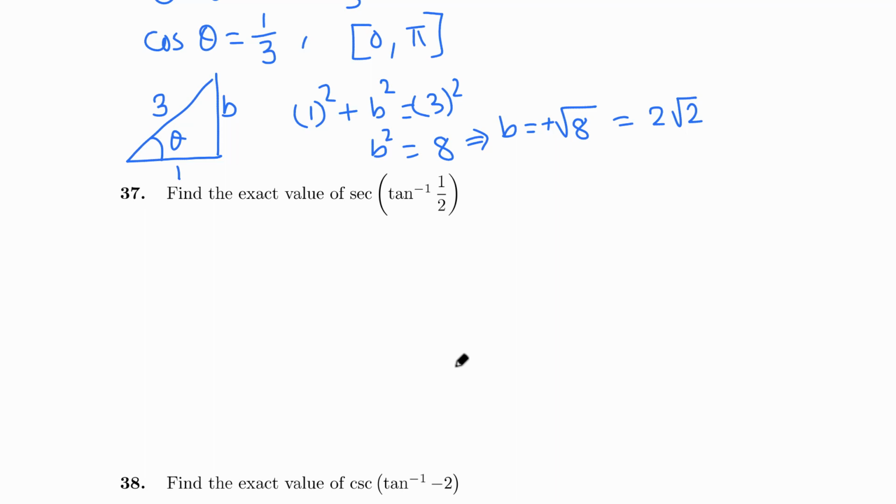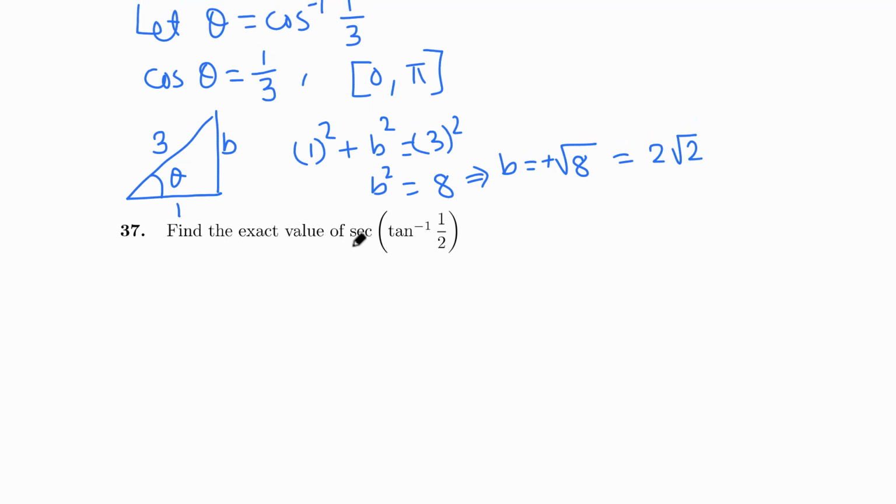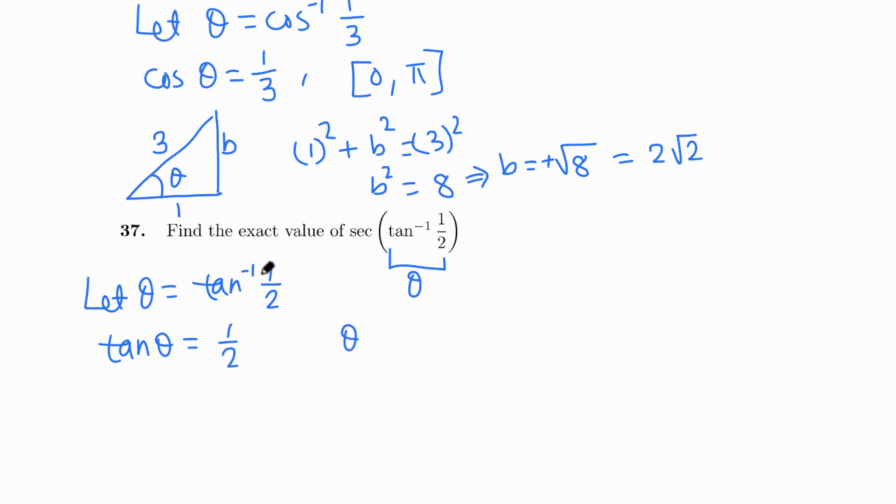Okay, in the same way, let's find the next one. We have secant of tangent inverse 1/2, same thing. So this is an angle, let's say theta. So let theta be tangent inverse 1/2, and we can take tangent on both sides. That is the same as tangent theta equals 1/2, and when we evaluate tangent inverse of something, theta should be between negative pi over 2 and pi over 2, by the way. So plus means first quadrant, minus means fourth quadrant, but this is plus 1/2.